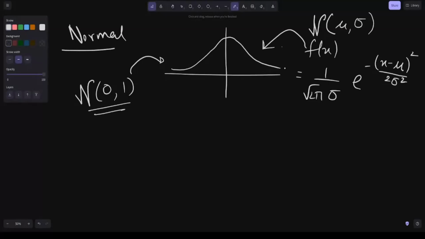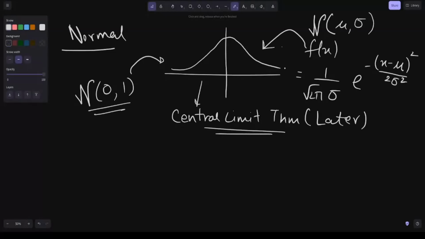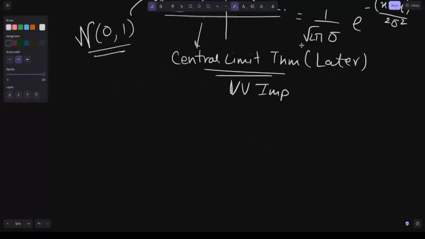Let's say x is a random variable and we consider it to be normally distributed, and this is called the bell curve, which is symmetric about mu. One very good corollary that comes from it is the central limit theorem, which we will teach later. It's a very interesting and very important thing, and it comes from the base understanding of how this normal distribution works.